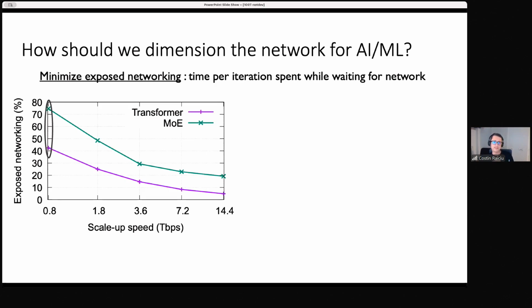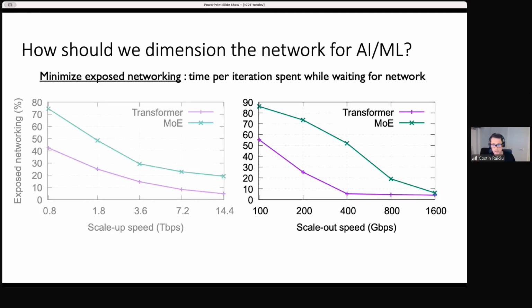So this graph sort of explains why people build such high performance scale-up networks that are many times faster than the scale-out networks. And the reason is because they're actually helping quite a lot minimize the exposed time. Okay. Now, if you look at the scale-out speed, so what is my RDMA NIC speed connecting to the data center network? The answer is, well, this is the current point we have today. And it's more or less okay.